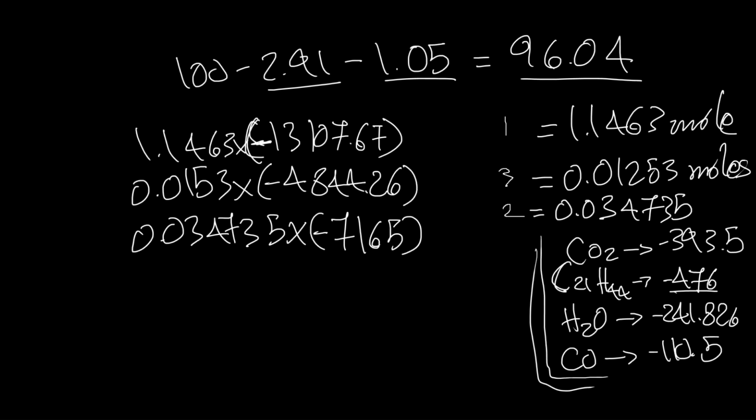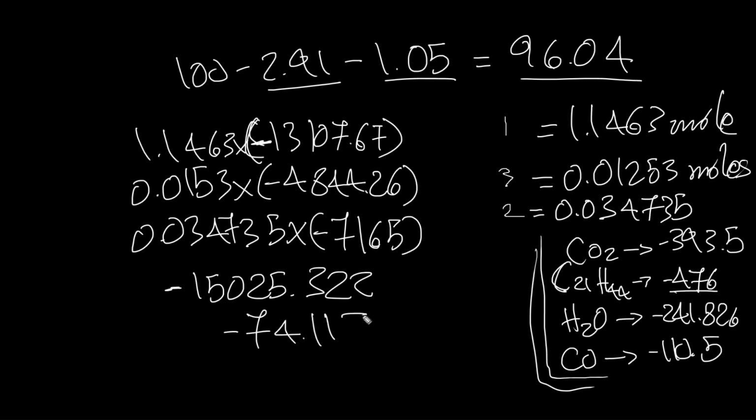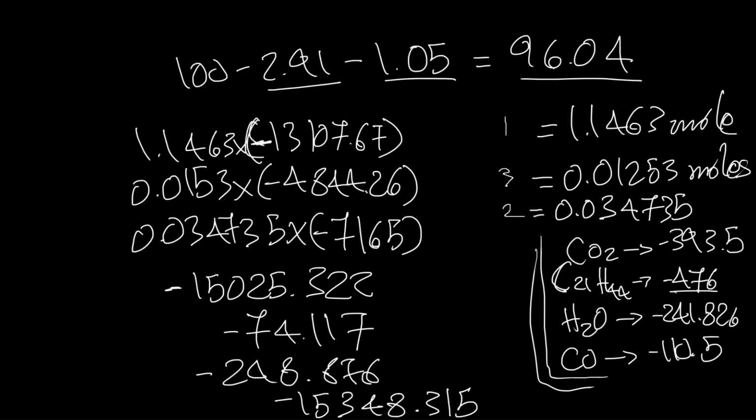So this is how much for the perfect combustion. This is how much we have for the soot formation. And then this is how much we have for the incomplete, the one that forms carbon monoxide, 248,876. And now we add them together. I got negative 15,348.315 kilojoules. So that is the answer to part C.